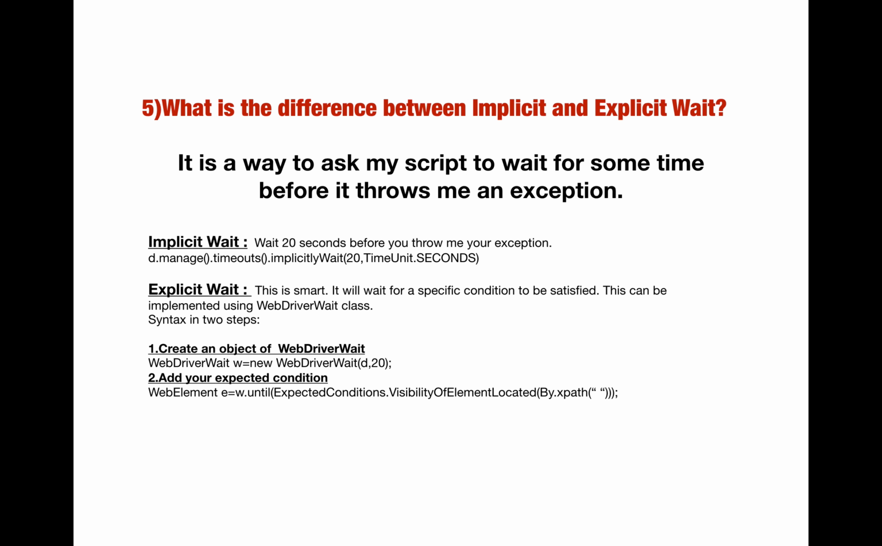In the implicit wait, we are just blindly giving it a time limit and asking it to wait no matter what. Now in the second wait, explicit wait, you are giving it an expected condition, and you're also telling it on what condition it has to wait. It has to wait for the visibility of the element located, whatever you specify in this xpath. So it will wait until that before it throws you an exception. Very important question. Just get a clear understanding of what implicit and explicit are.